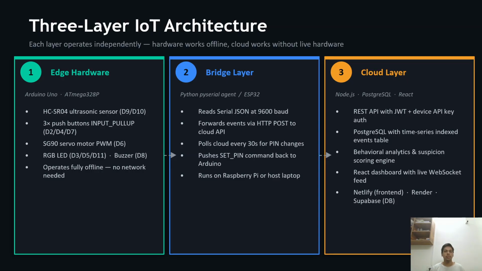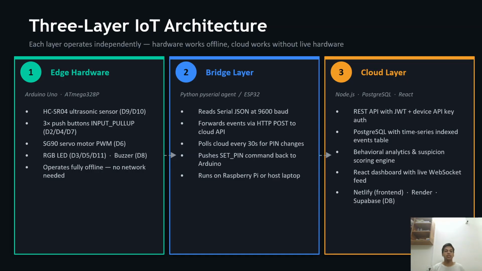Layer 2 is the bridge. This is a lightweight Python script running on a Raspberry Pi or a laptop connected to the Arduino. It reads the JSON events that the Arduino prints over serial and forwards them to the cloud via HTTP POST. It also polls the cloud for pin changes and pushes them back to the Arduino. Think of this as a translator between hardware and internet.